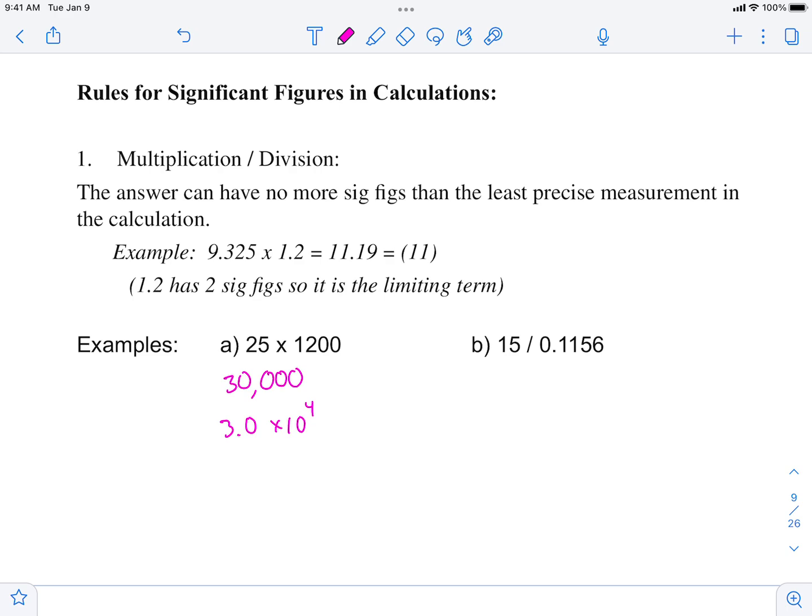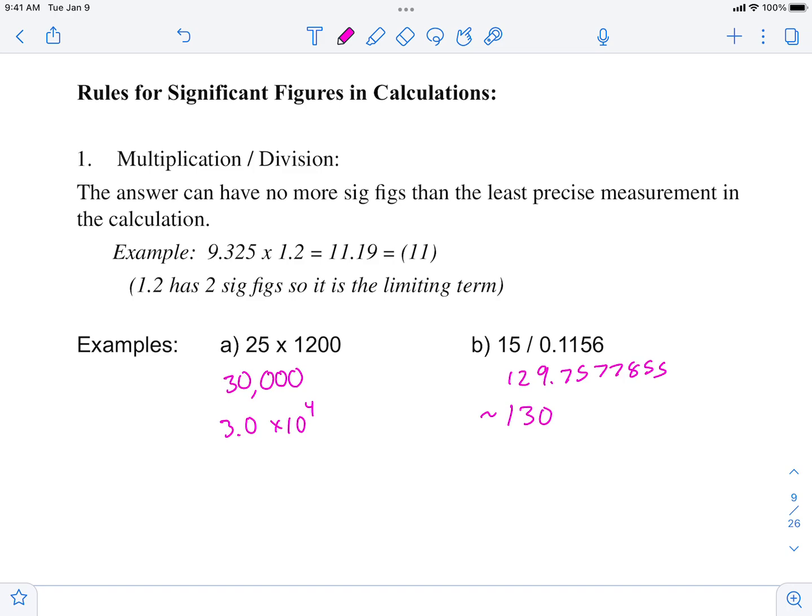On the calculator it comes out to 1, 2... Yeah, the calculator likes to tell me lots of numbers, right? But we know that we cannot possibly express that many sig figs because 15 only had two sig figs. So I can only have two. We're going to have to call it 130.